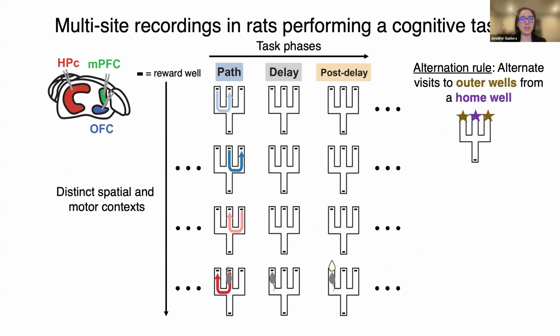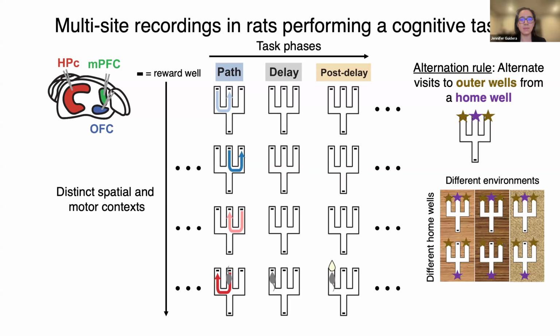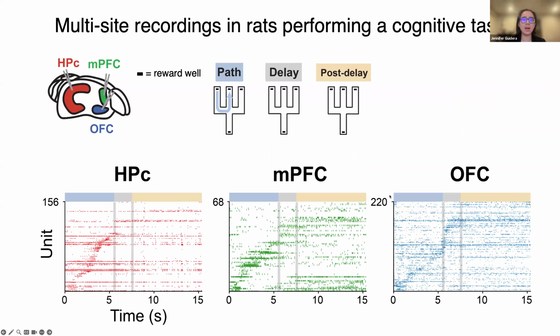We had rats perform this task with different home wells and across different mazes. And we recorded continuously over several days as rats learned the task, reacquired it across these contexts, and then after learning. Today, I'm just going to tell you about a set of findings that hold within each of these contexts in the well-learned state after learning. We were able to monitor several tens to a few hundred putative neurons in each brain region simultaneously.